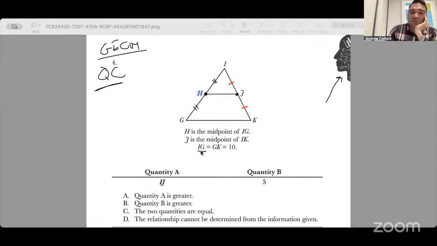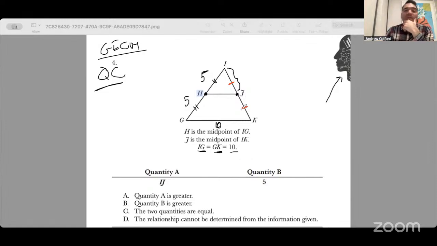We know that IG equals GK equals 10. Oh, no, I'm sorry. We know this is 10, right? That's 10. And this is going to be 5 and 5. The question is, what's greater? IJ, this little piece right here, or 5? When it comes to quantitative comparison, we want to have almost like a rebellious attitude of, I'm not looking for something that works. I'm looking for something that doesn't work. So how do we do that?